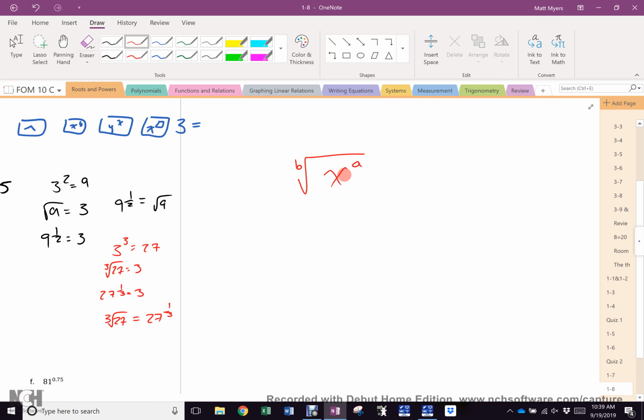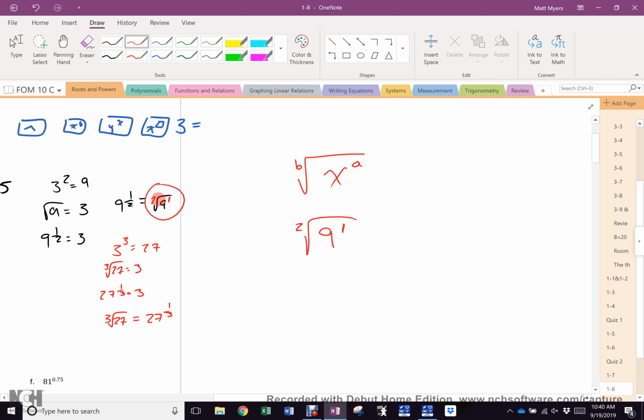Now, let's put in what we know from here. Where does that 9 go? B, X, or A? X. So I would have the root of 9. What power does 9 have right now? 1. So where would that 1 go? A. And what index should be right there? 2. So that should go where? Where the B is. That's what this really looks like, doesn't it? But we drop the 1 and we drop the 2 because they're automatic, yeah? But we are all aware that this is what it should look like, yes?